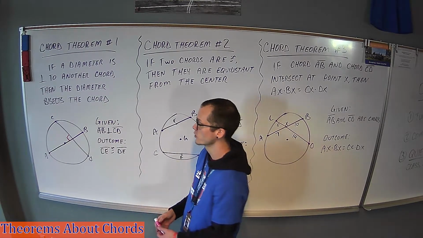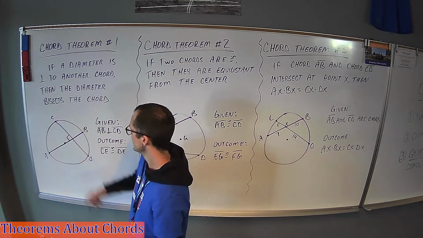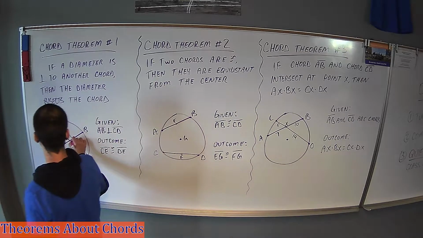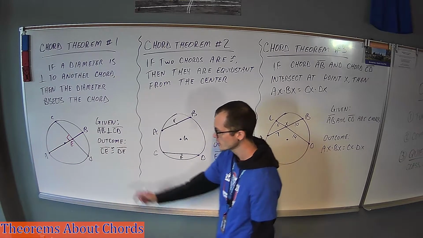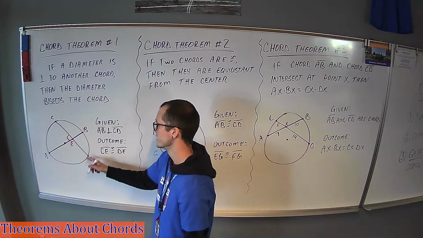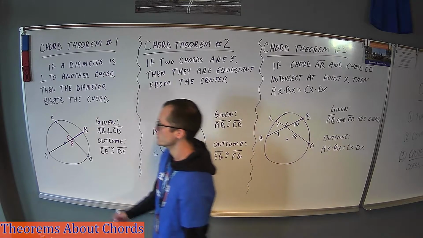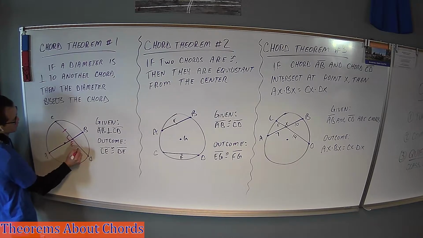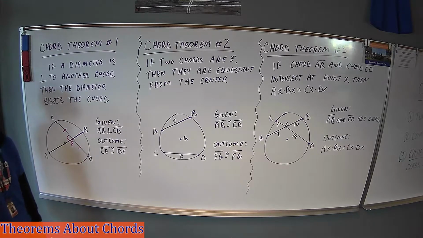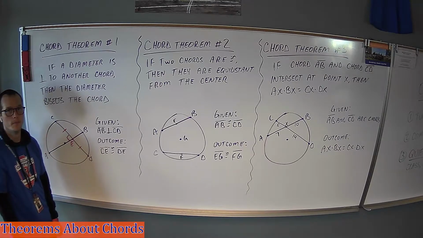If you stumble across that, then you can definitely say that CE, oh, I should have named this, yikes. That's point E, where they intersect. So CE and DE are congruent. So they have the exact same length. So again, a diameter is perpendicular to some chord. That means that chord is being chopped in half into two equal segments. There it is, chord theorem number 1.